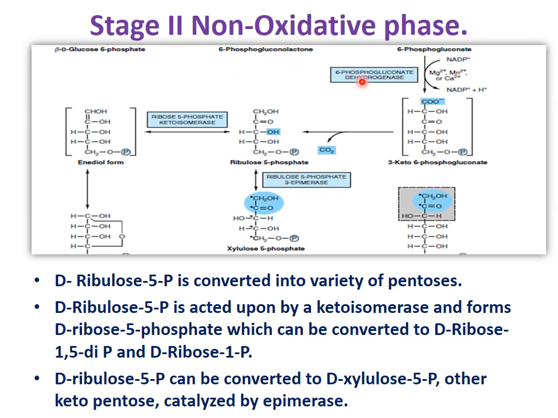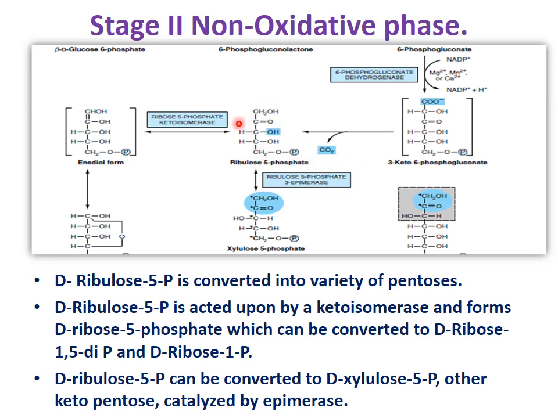Now we come to the non-oxidative phase. So in the oxidative phase we had 4 steps, 2 steps in the first oxidation and 2 steps in the second oxidation. So the final product was ribulose 5-phosphate from glucose 6-phosphate. Now in the non-oxidative phase, what is there? We had this 6-phosphogluconate, which was converted into 3-keto 6-phosphogluconate and ribulose 5-phosphate.